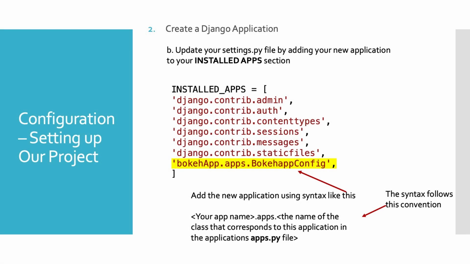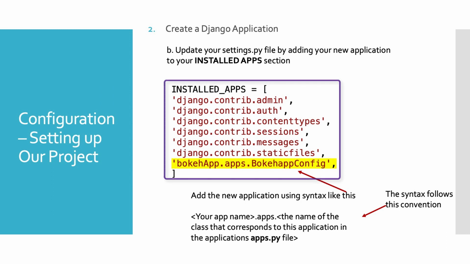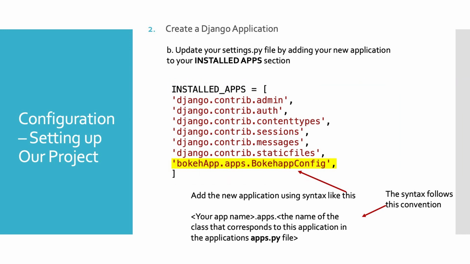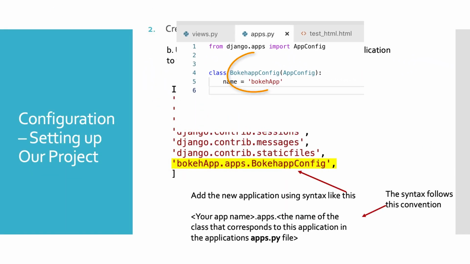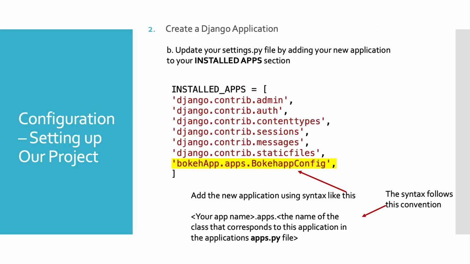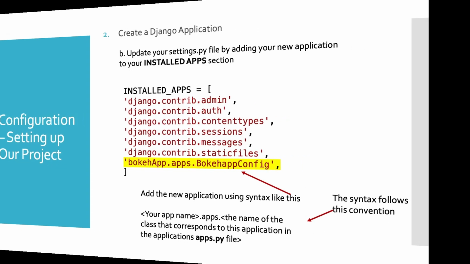Now we'll update our settings.py file by adding our new application to the installed apps section. As you see here, I have highlighted it in yellow. The syntax that you'll follow is the name of your app, in my case bokeh_app, then .apps for your apps.py file, and then the name of the class that corresponds to this application in your application's apps.py file. In this case, it's camel case, BokehAppConfig. So take a look and double check what it is in your particular apps.py file, and you should see something similar to this.